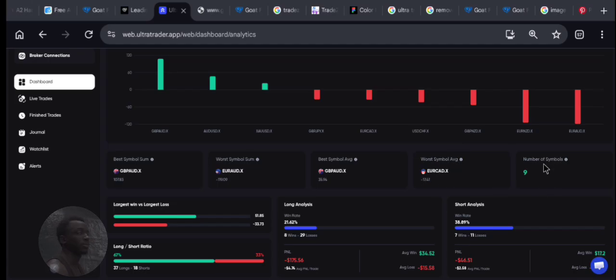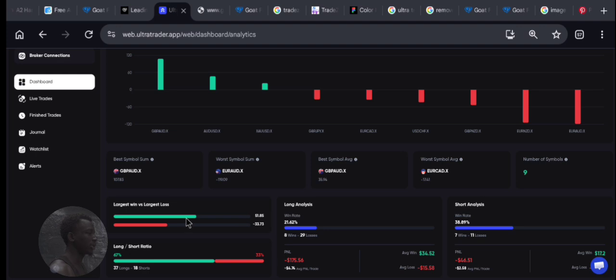So we have a total of 9 symbols. I've only taken trades on 9 pairs: 8 forex pairs plus gold, which is 9. 8 forex pairs and 1 metal, which is gold. So we can go to the next panel, which is the largest win versus largest loss.